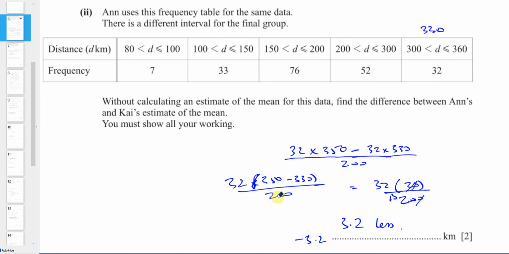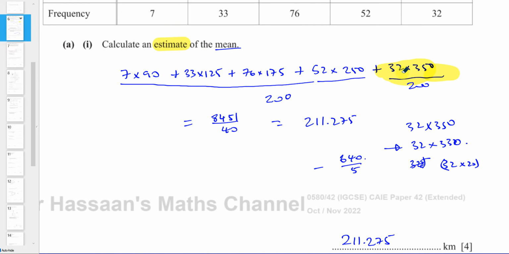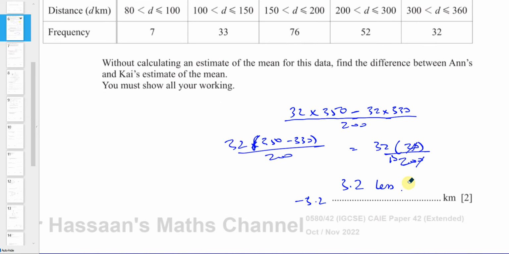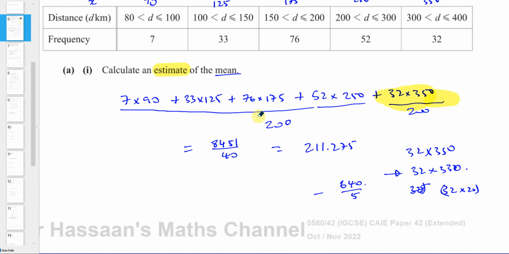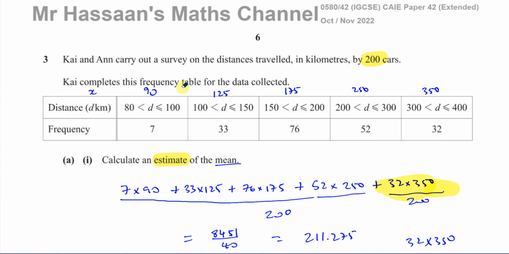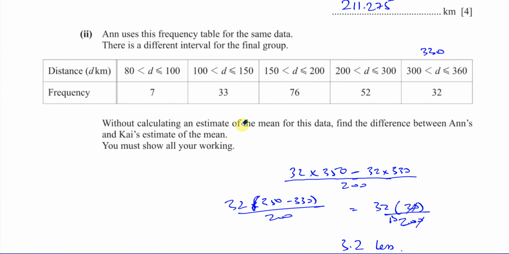But we got to divide it by 200, because that's the denominator for that, and that's how much it's going to be less than the original mean. Okay, so there's the answer to number 3A, part 1 and 2.